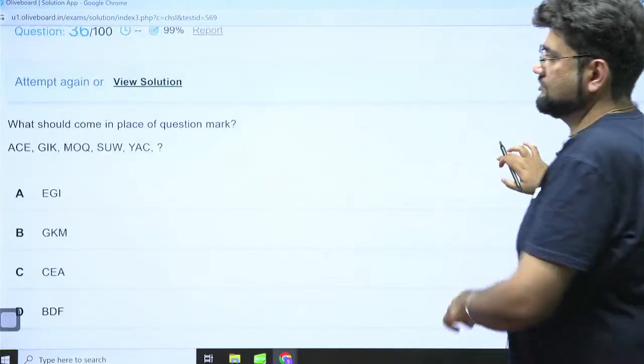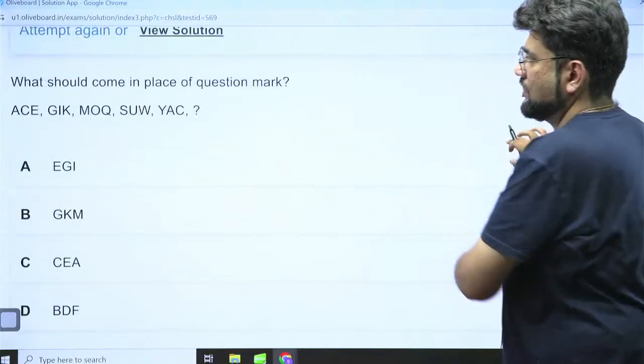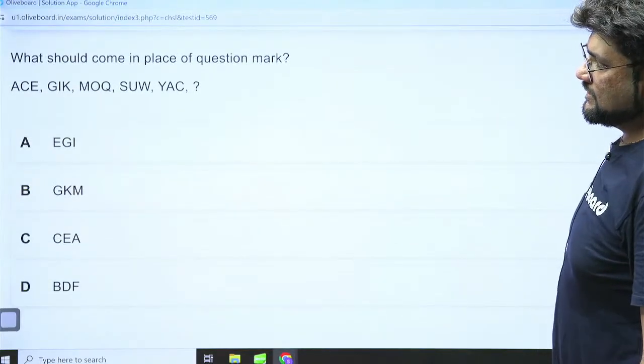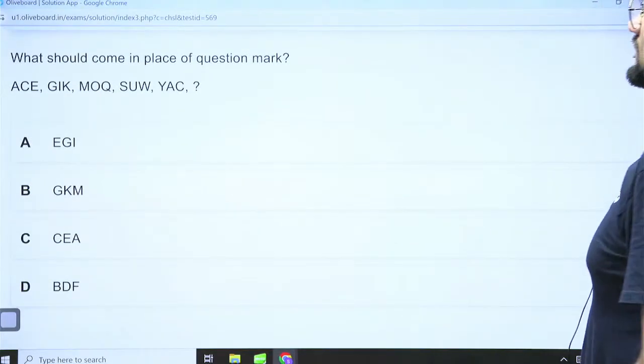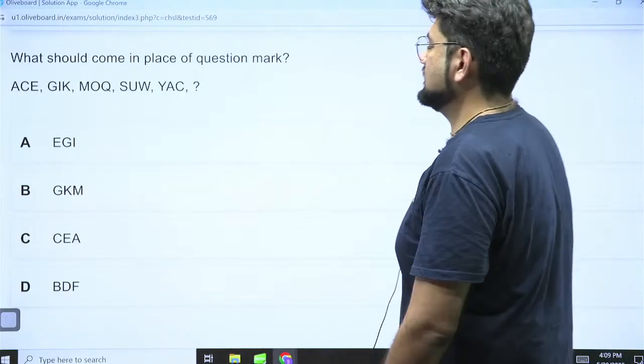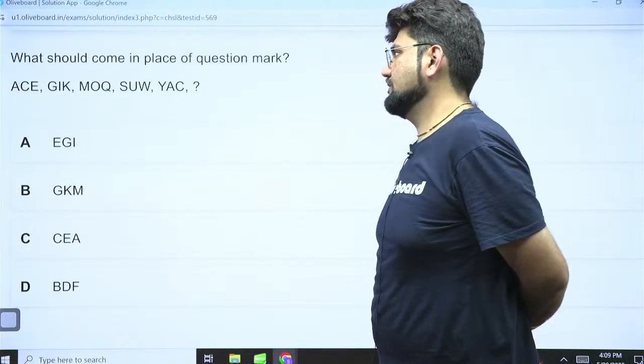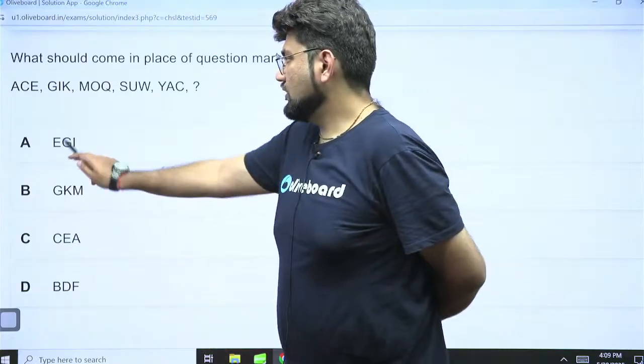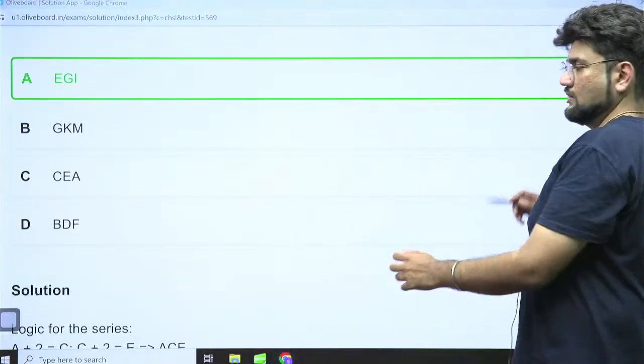Letter series. So this is 1, 7, 13. So +6, 19, +6, 25, +6, 31. That is E. Starting with E, we have only one option, that is EGI. Next.